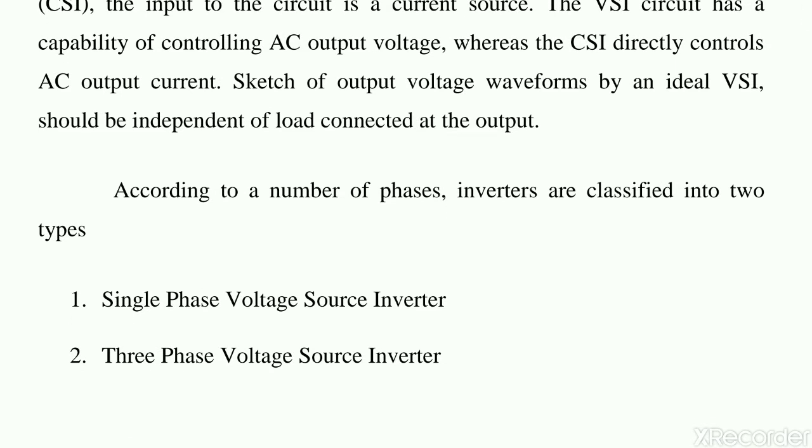So according to the number of phases, inverters are classified into two types, that is single phase voltage source inverter and three phase voltage source inverter. So basically we are focusing on the voltage source inverter, that is it has constant DC voltage at the input and has AC output. So depending upon the constant voltage source at the input, these inverters are classified into two types, single phase voltage source inverters and three phase voltage source inverter. So in this session we will discuss about single phase voltage source inverter.